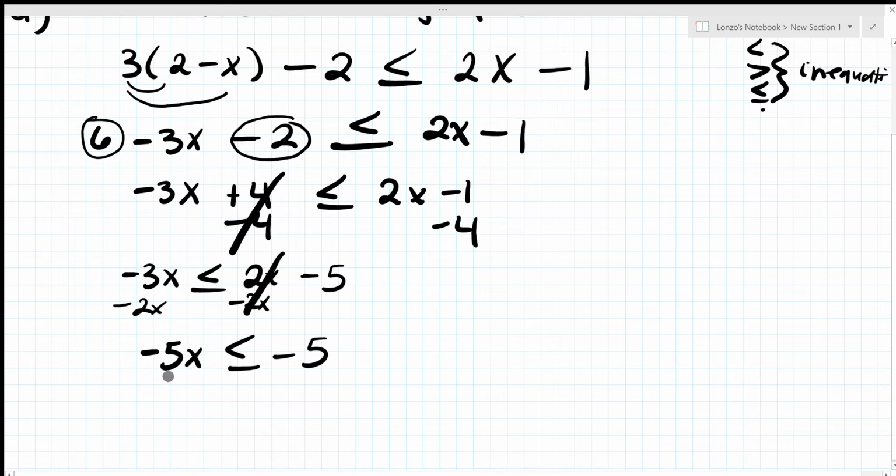Now what we have to do is solve for x. I want to get rid of this -5, so I'm going to divide everything by -5. But what happens to the sign? It changes because we are dividing by a negative. You only change the sign when you're multiplying or dividing by a negative. So it's going to be x is greater than or equal to +1, because -5 divided by -5 is +1. Now the question says we have to solve for x and then graph it on a number line, right?